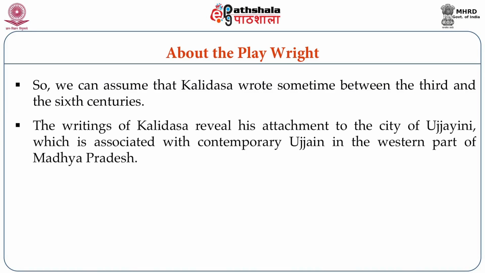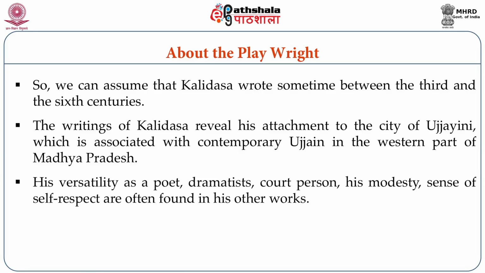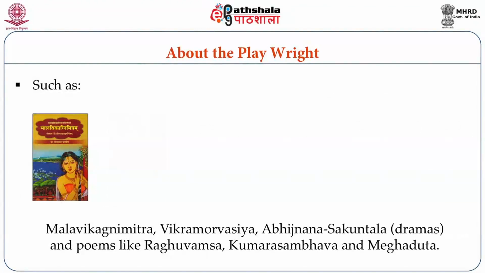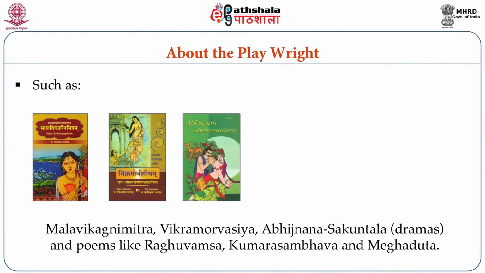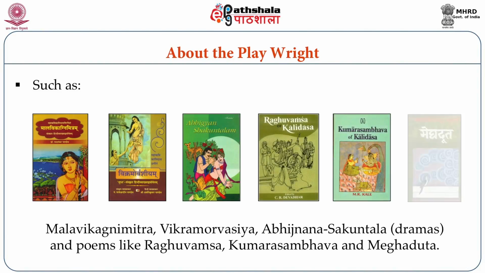The writings of Kalidasa reveal his attachment to the city of Ujjaini, which is associated with contemporary Ujjain in the western part of Madhya Pradesh. His versatility as a poet, dramatist, and court person, his modesty and sense of self-respect are often found in his other works such as Malavikagnimitram, Vikramorvashiyam, Abhignana Shakuntalam, and poems like Raghuvamsham, Kumarasambhavam, and Meghaduta.